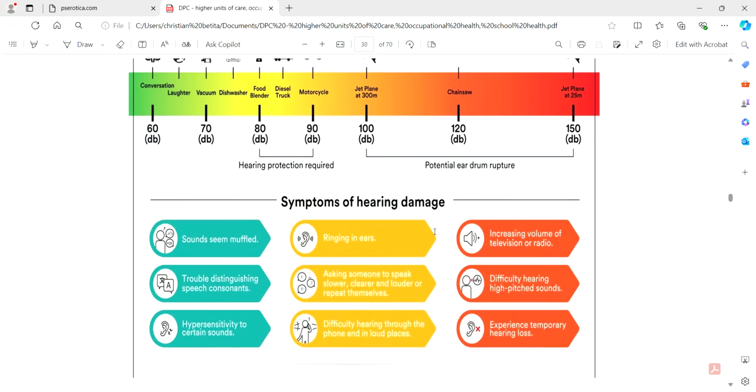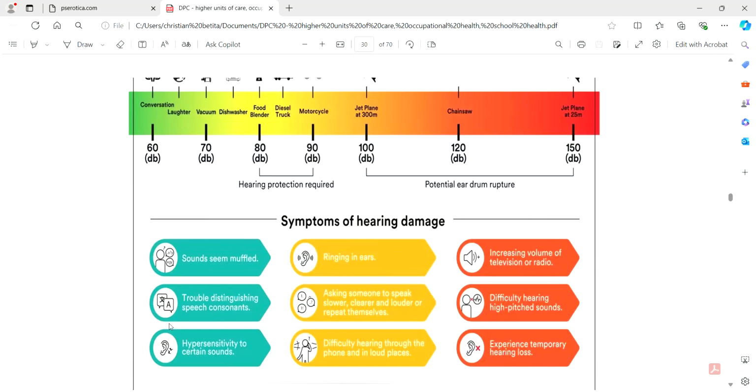So symptoms of hearing damage. Initially, at lower frequencies, sound might seem muffled. There might be trouble distinguishing speech consonants and hypersensitivities to certain sounds. In the middle, between 80 to 90 decibels, you might have tinnitus. You might be asking people to speak louder, slower, and clearer, or to repeat themselves. And you might have difficulty hearing through the phone and in loud places.